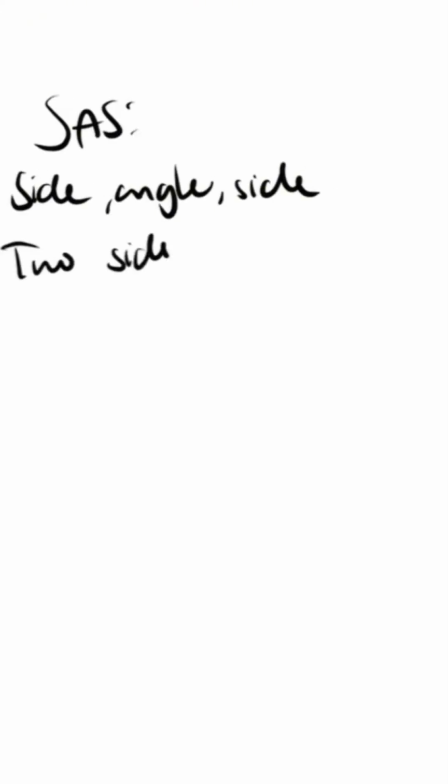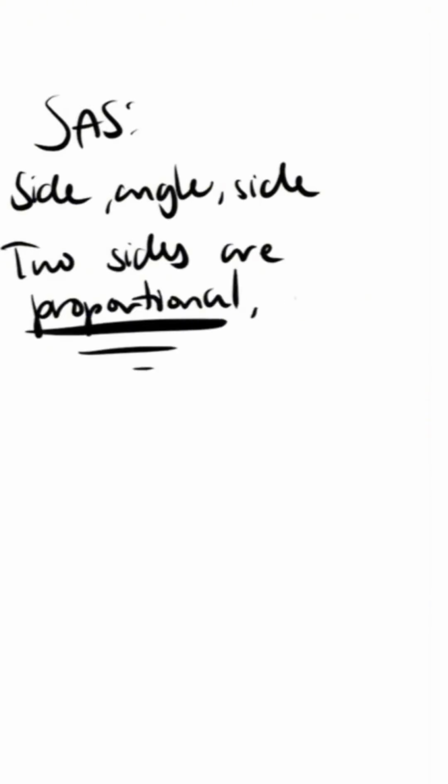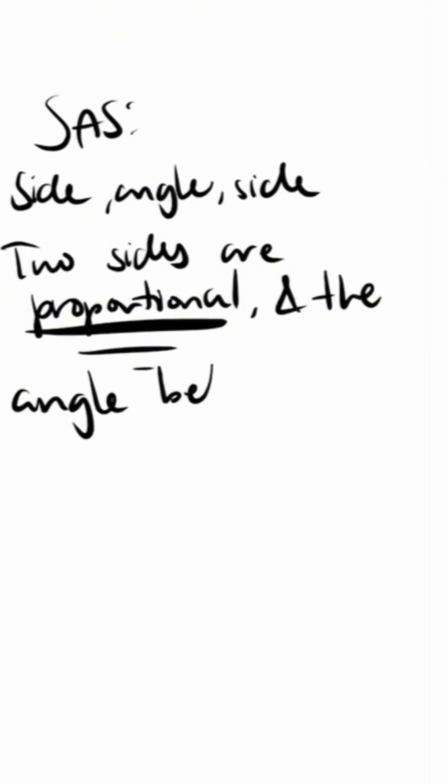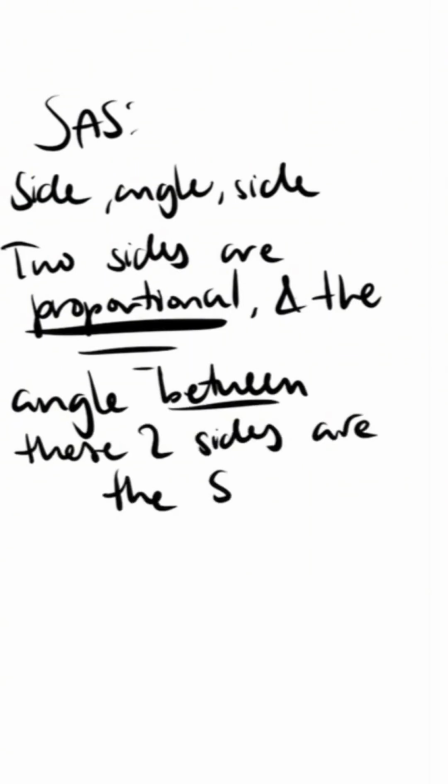The next type of similarity is SAS, which stands for side-angle-side, and it's when two sides of two triangles are proportional, not the same, and the angles in between these sides are the same. It is important to note that the angle must be in between these two sides, as SSA is not a type of similarity.